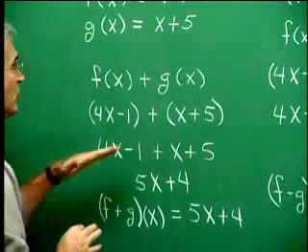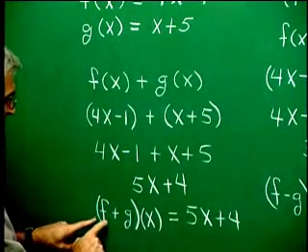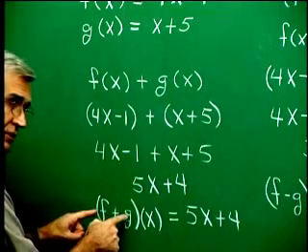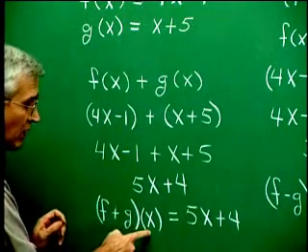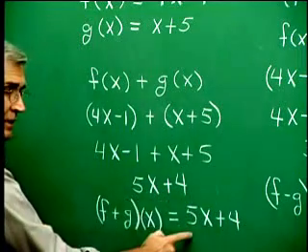A notation that's used to describe the addition of functions is this. It's f plus g of x. It's the addition of the two functions, and x is the variable involved. So f plus g of x would be the 5x plus 4 that we found here.